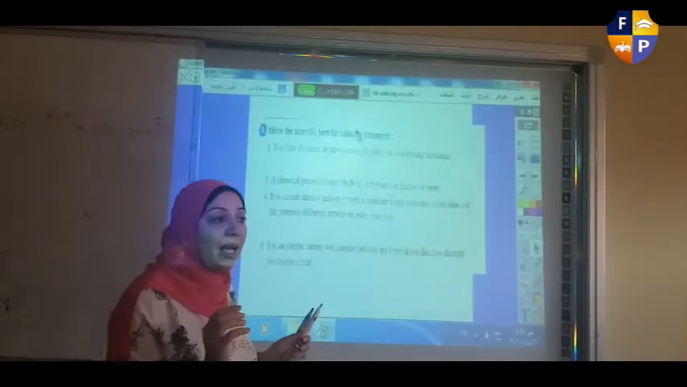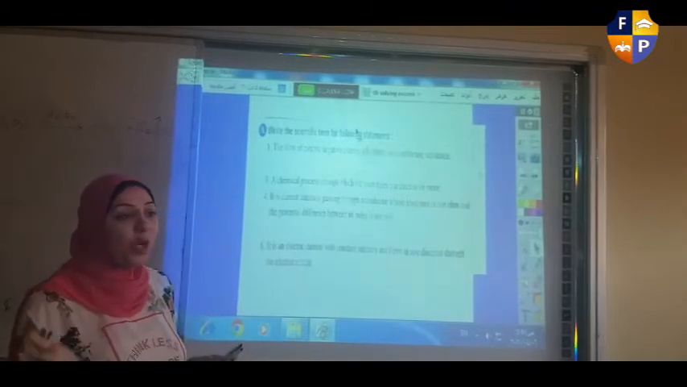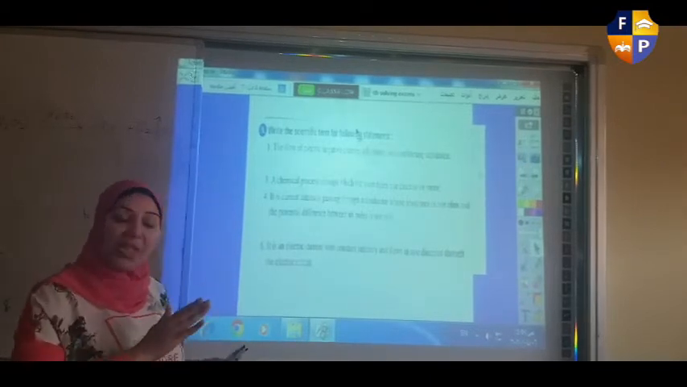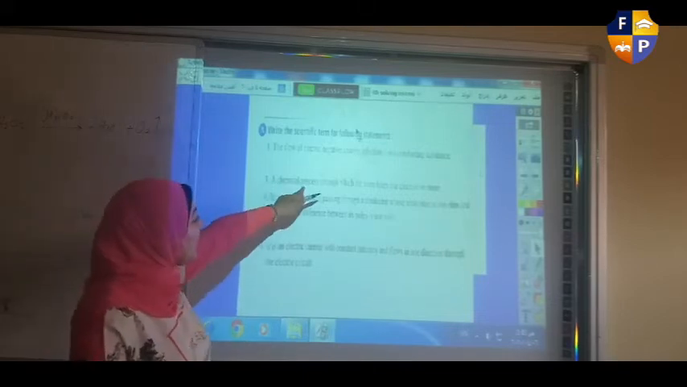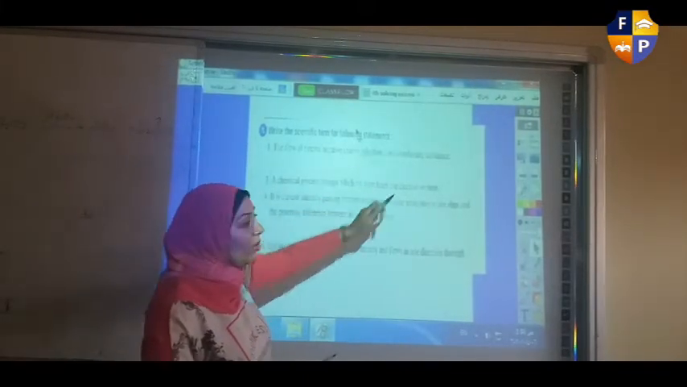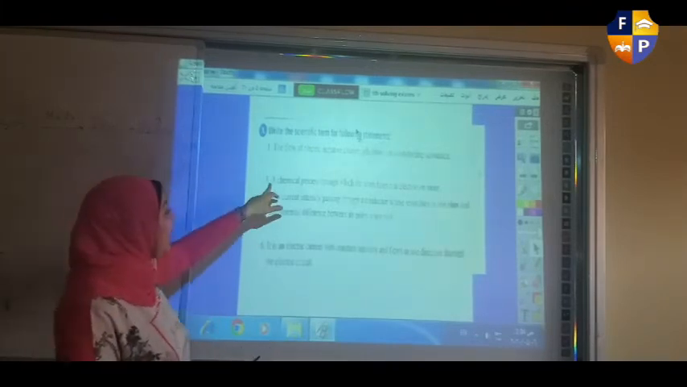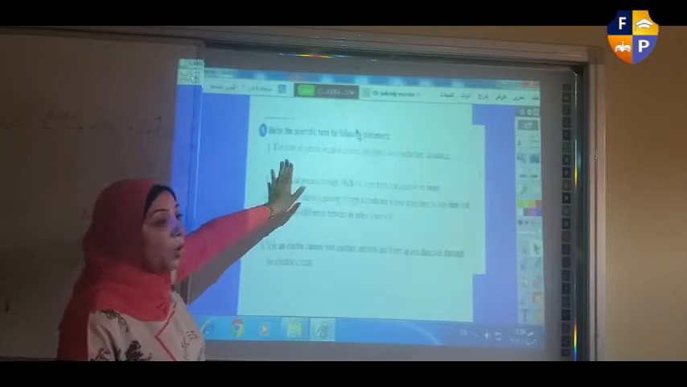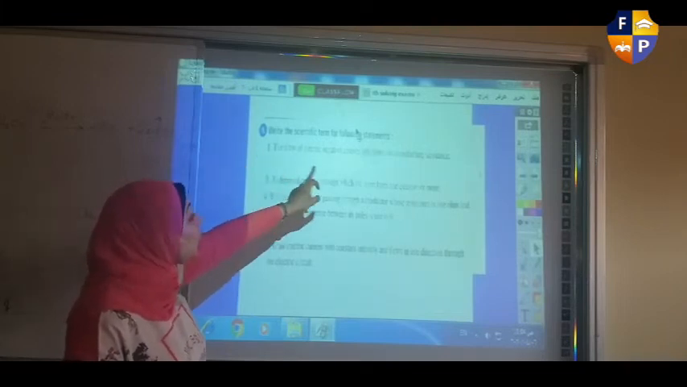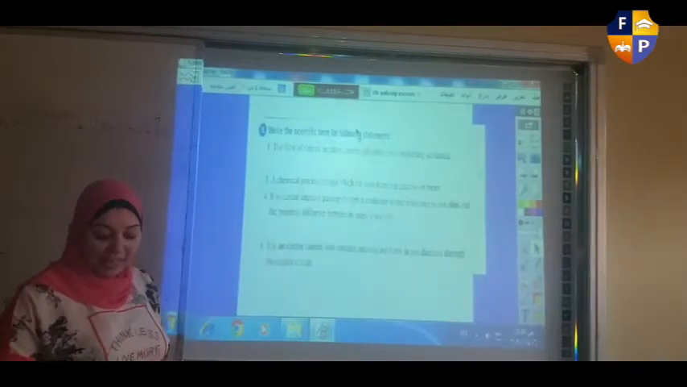Number 3, a chemical process through which the atom loses one electron or more. Losing electrons means it is an oxidation process or a reduction process? Losing is the oxidation process. So when losing electrons, it is called oxidation. While a substance which loses electrons is called a reducing agent. Okay.